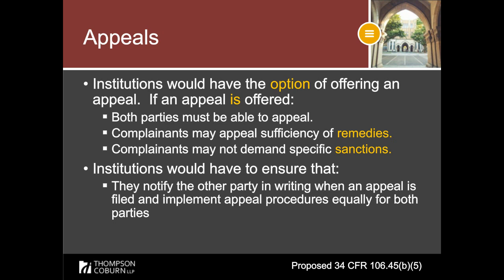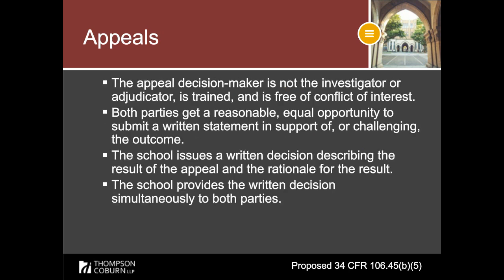Institutions would have to ensure that they notify the other party in writing when an appeal is filed and implement appeal procedures equally for both parties. That the appeal decision maker is not the investigator or the adjudicator, so you've got to have another set of people. By the way, I want to take a step back. I did not see anything in the proposed rule or in the commentary that suggested that your Title IX coordinator could not be the investigator. And if I missed that and somebody catches it, let me know.